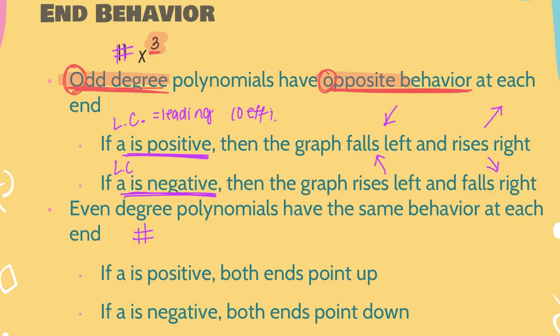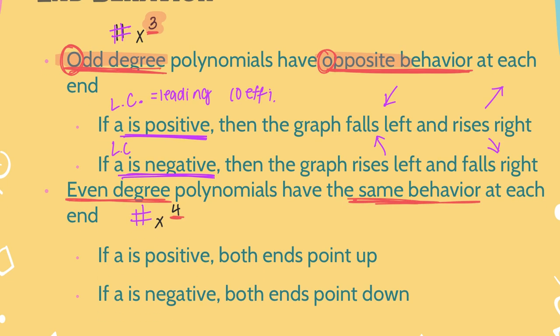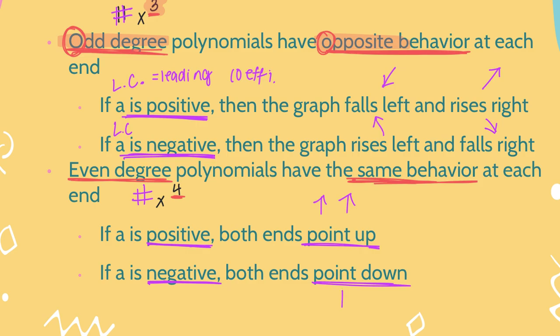Now let's say I have my number, and my degree is even. If my degree is even, it's going to have the same behavior. Looking at the same behavior, if it's a positive number, it points up. If it's a negative number, it points down. Showing you what points up means, my graph is going to go up. Both of my arrows are going to be going up. And if it's negative, both of my arrows are going to be pointing down.